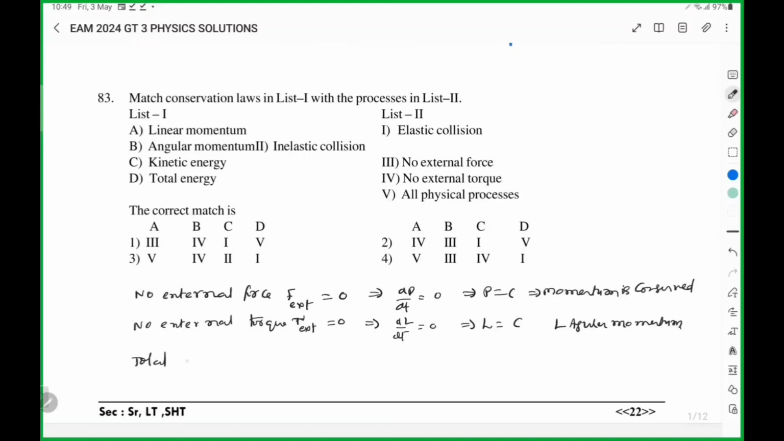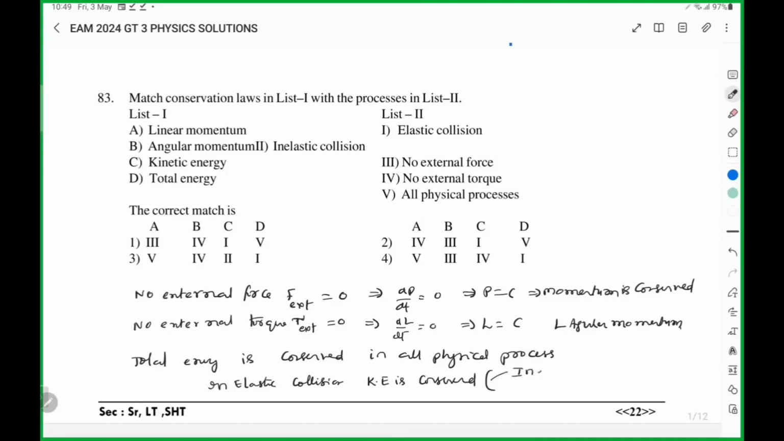Total energy is conserved in all physical processes. So, in elastic collision, kinetic energy is conserved. In inelastic, completely inelastic or semi-inelastic, there is loss of kinetic energy.